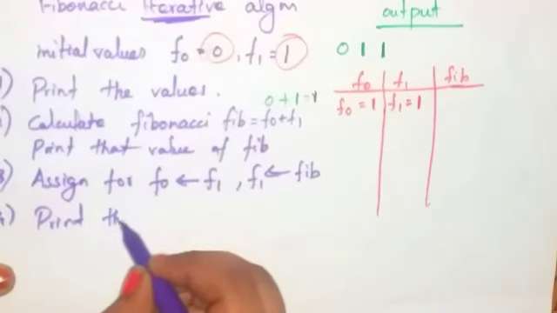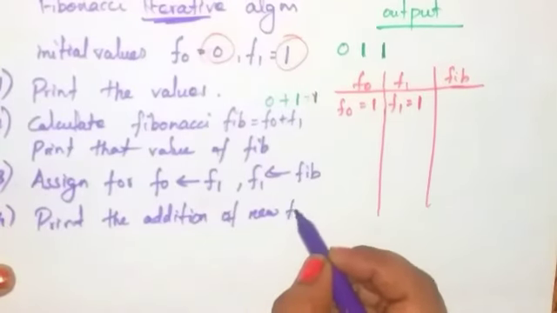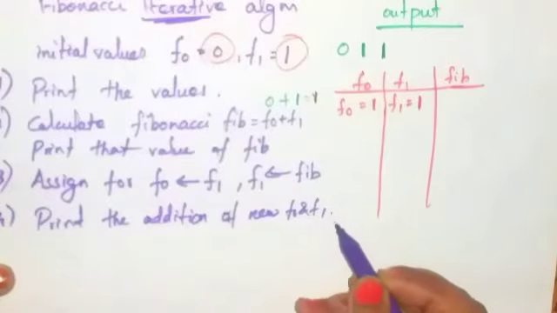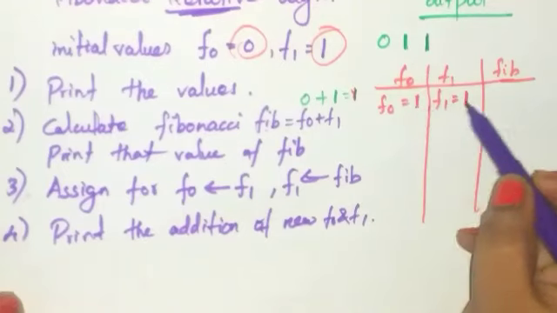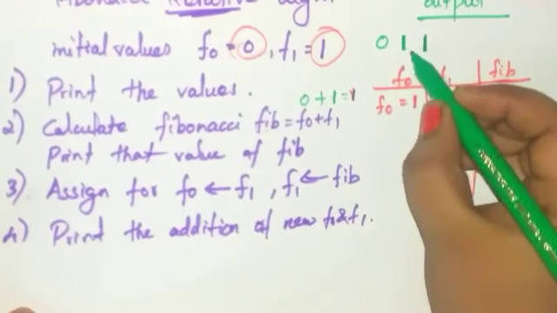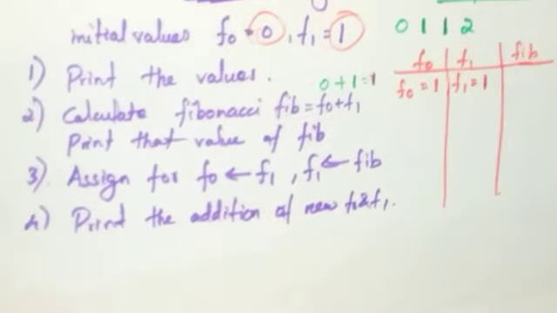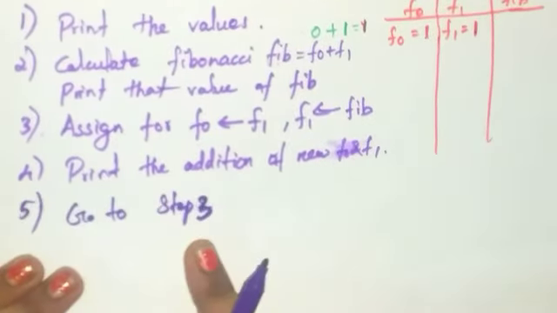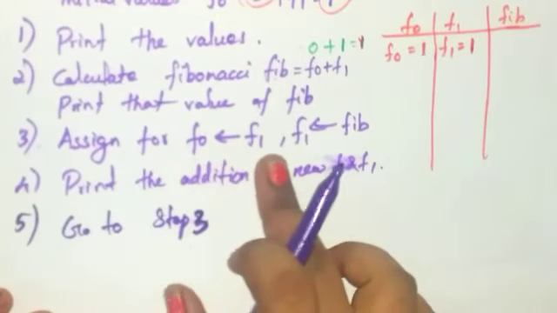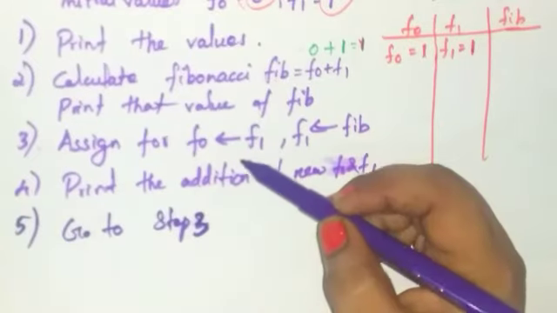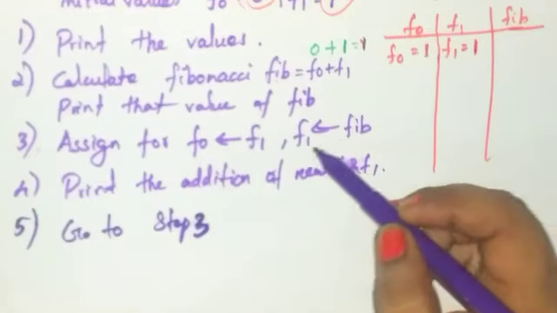Next, print the addition of the new F0 and F1. New F0 and F1 means this one and this one. So add these two values: 1 plus 1 is 2. So next, in the fifth point, go to step 3. Step 3 means assign F0 is equal to F1 and F1 is equal to Fib. Now you have to assign the F1 value to F0 and the Fib value to F1.